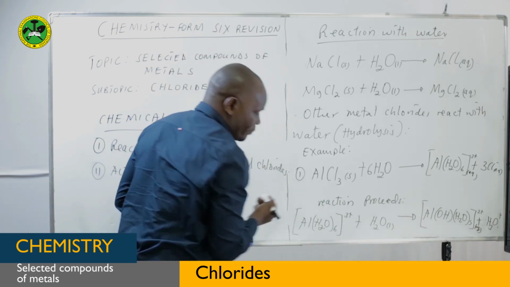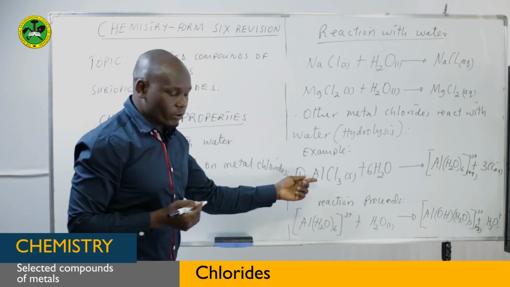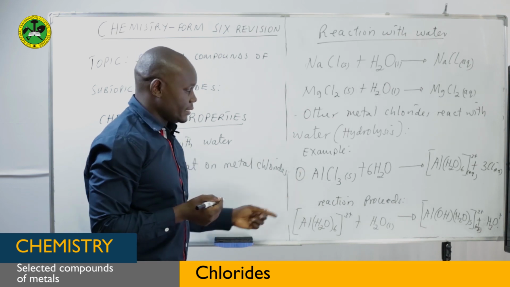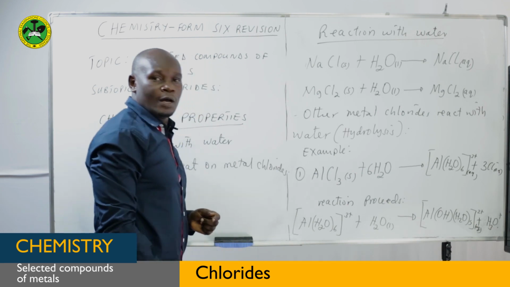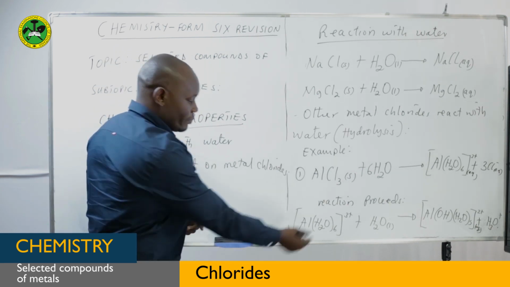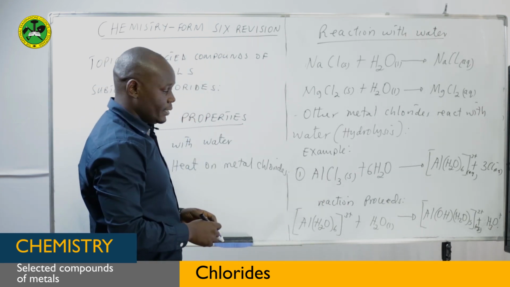So that is what is happening to aluminum chloride. Likewise, iron 3 chloride also results into formation of an acidic solution due to formation of hydroxonium ions. So you can balance the equation, it's your task to do it.